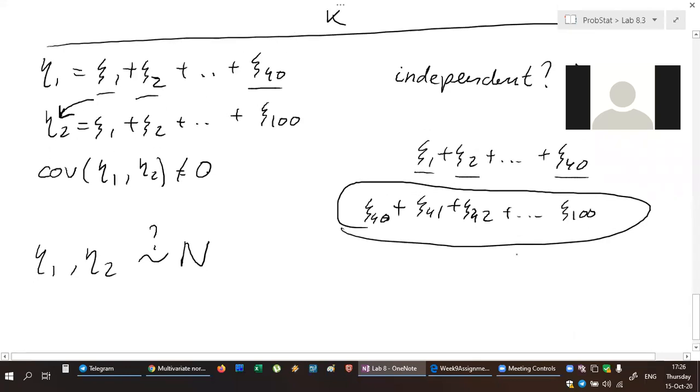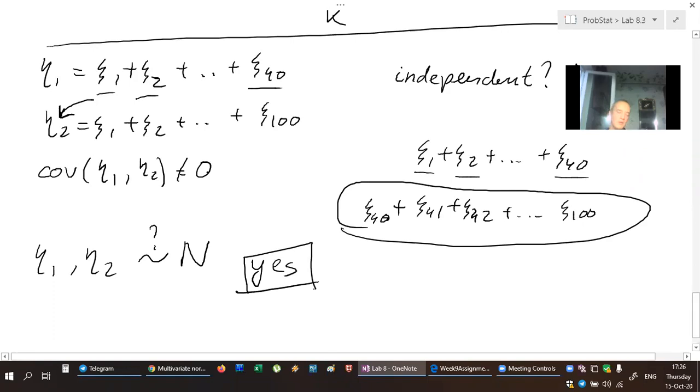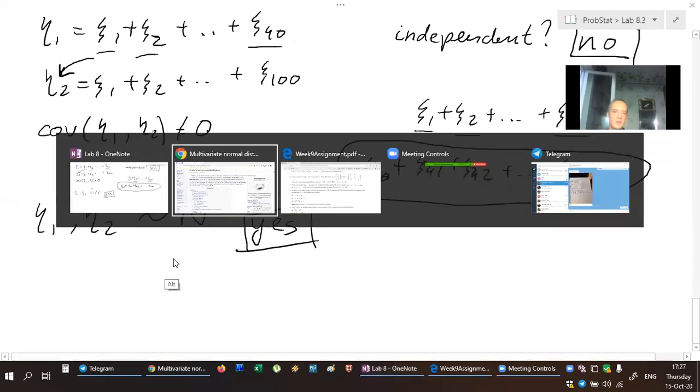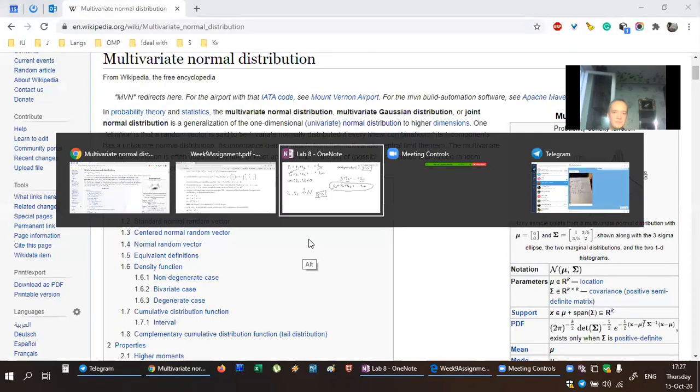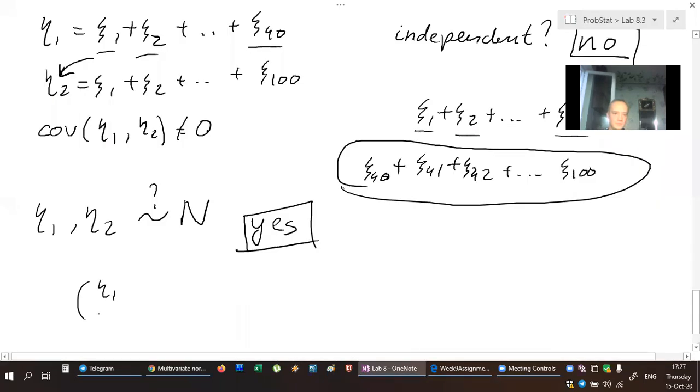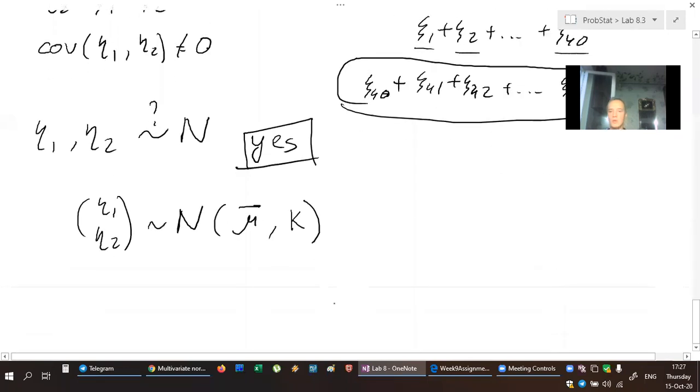All right. So my second question: are they normally distributed? Yes. Of course they are, because this is a linear combination of normally distributed random variables. What next? All right, then this is a normally distributed random vector, right? With some vector mu and some matrix K or sigma, how you like it more.